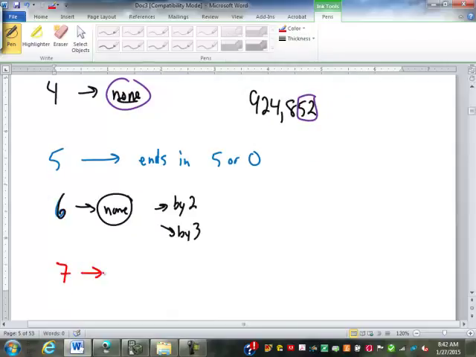7. There is no rule in existence for telling if something's divisible by 7, so you just have to try to divide by 7. If you can come up with a rule for dividing by 7, let me know. I'll become rich and famous, and I'll share a little bit with you.